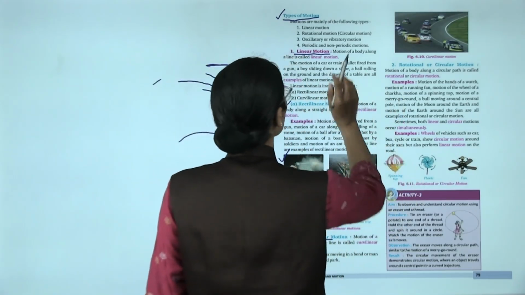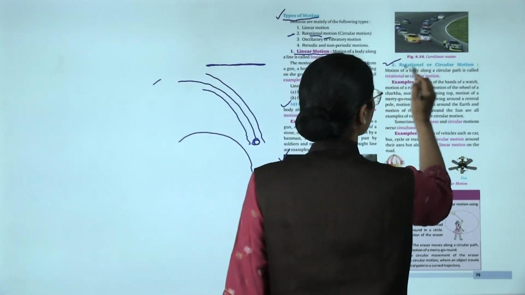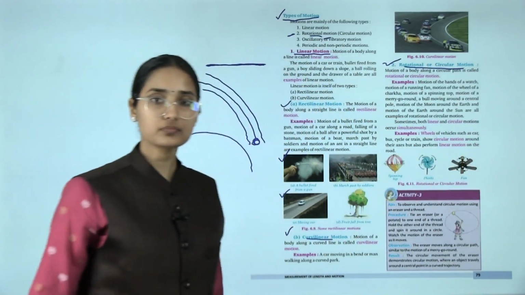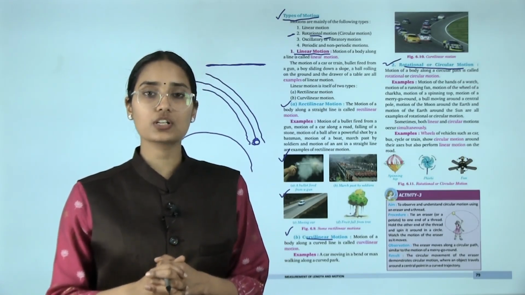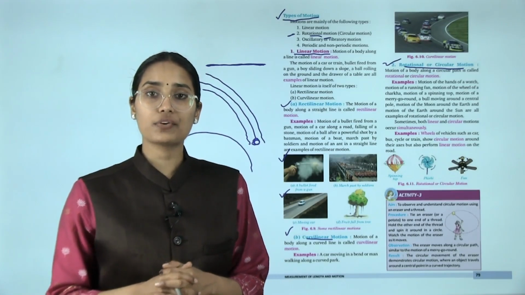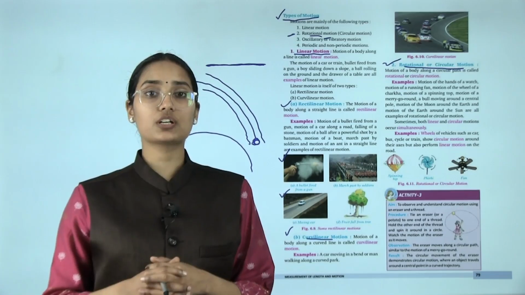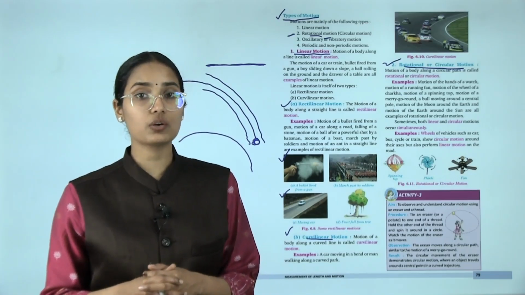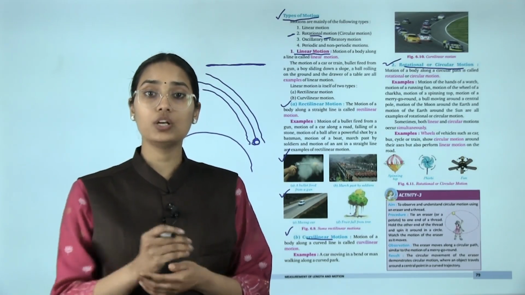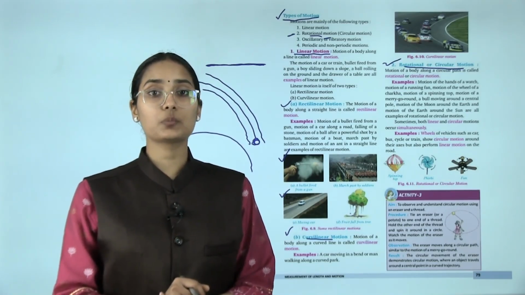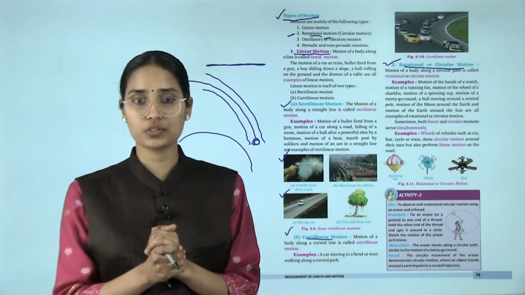Now, let us come to the second motion, which is rotational motion or circular motion. Motion of a body along a circular path is called rotational or circular motion. Motion of hands of a watch, motion of a running fan, motion of wheel of a charkha, motion of a spinning top, motion of a merry-go-round, a bull moving around a central pole, motion of the moon around the earth and the motion of the earth around the sun are all examples of rotational or circular motion.